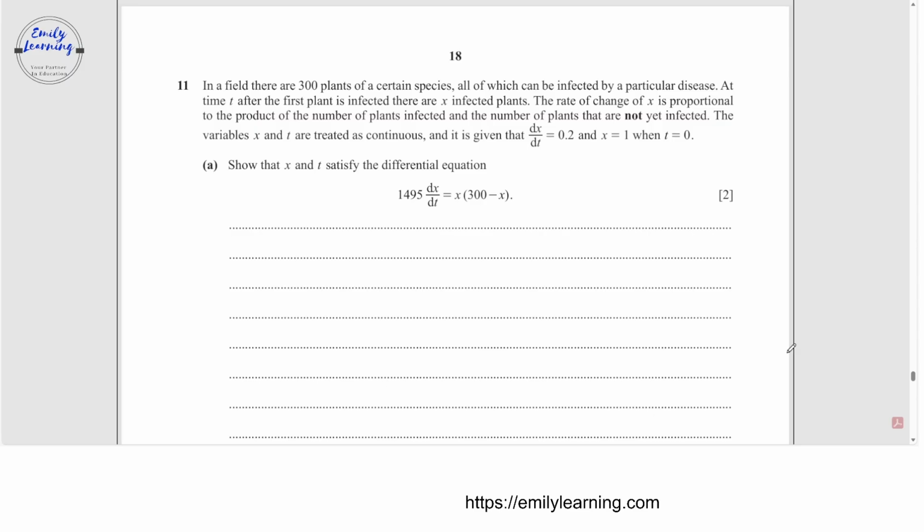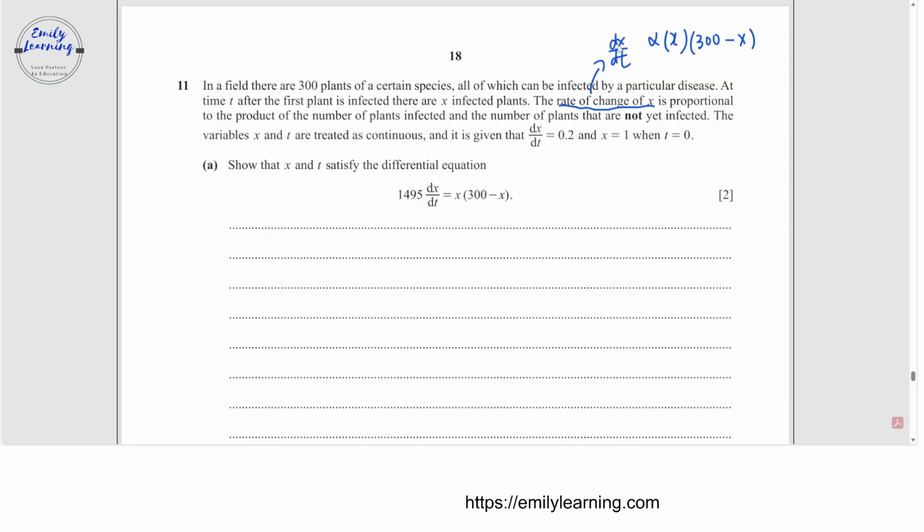Next, let's move on to question 11. It's a differential equation question. So in a field, there are 300 plants of a certain species, all of which can be infected by a particular disease. At time t after the first plant is infected, there are x infected plants. The rate of change of x, that means dx/dt, is proportional to the product of the number of plants infected, which is x, and the number that are not infected. So if there are 300 plants, then the number that are not infected is 300 minus x, since x is the number that are infected.